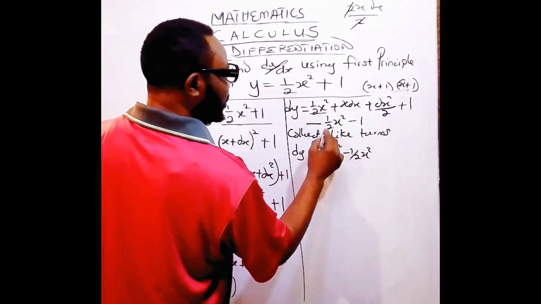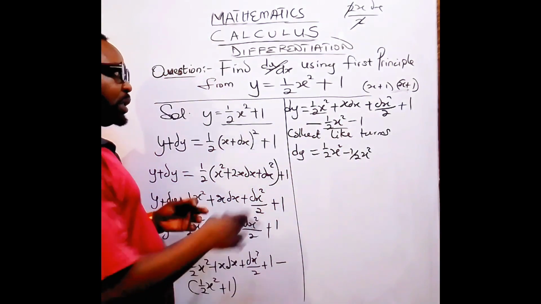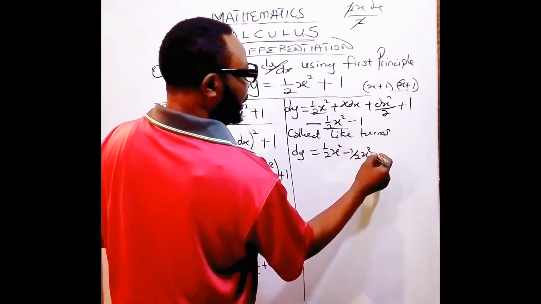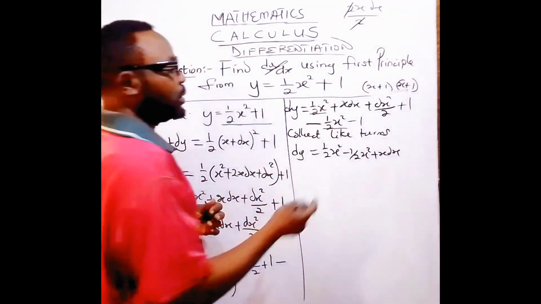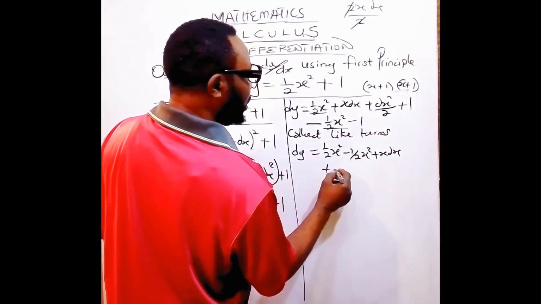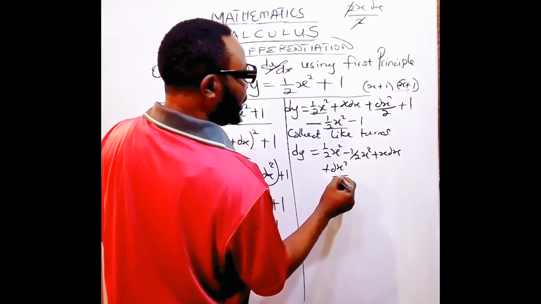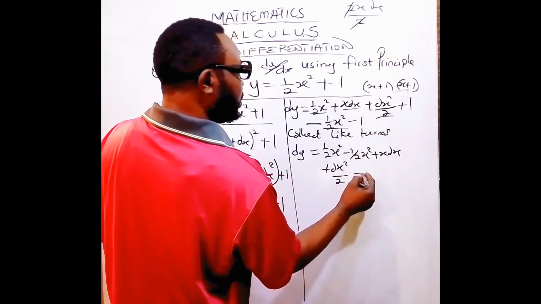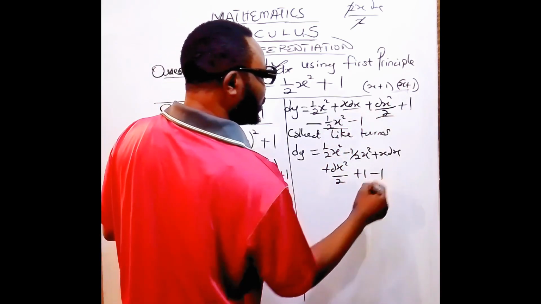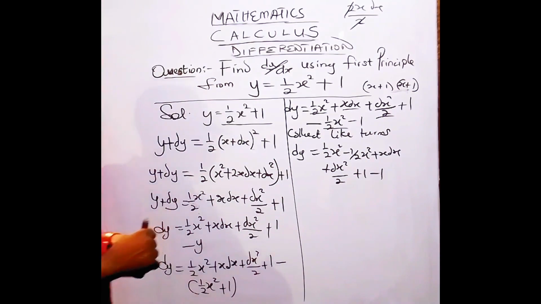So let's underline those ones that we have removed. So we have removed these two now. Then plus x dx. Does anything look like x dx again? No, that's okay there. Plus the x squared over 2. Does anything look like that? No. Plus 1 minus 1. So that is the step that we are able to reach right now.